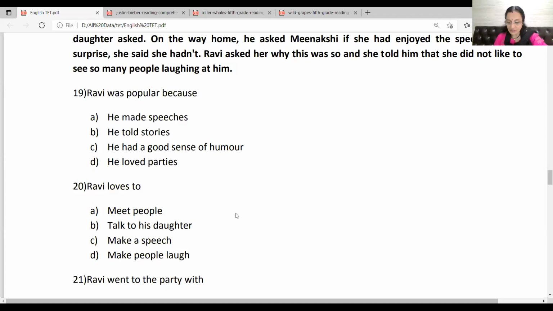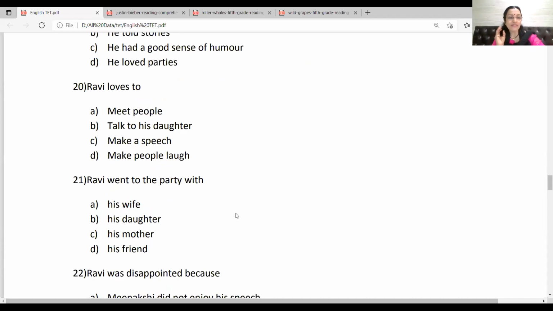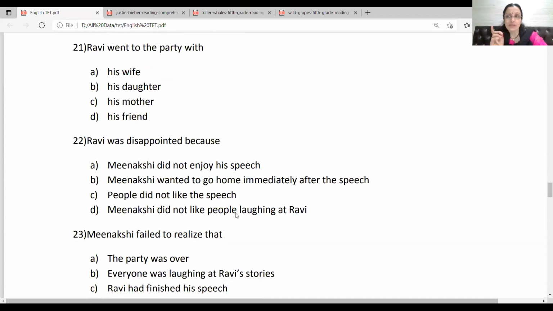Okay, let's see the next one. Ravi went to the party with his wife, his daughter, his mother, his friend. This is okay. Ravi was disappointed because Meenakshi did not enjoy his speech, or Meenakshi wanted to go home immediately after the speech, or people did not like the speech, or Meenakshi did not like people laughing at Ravi.